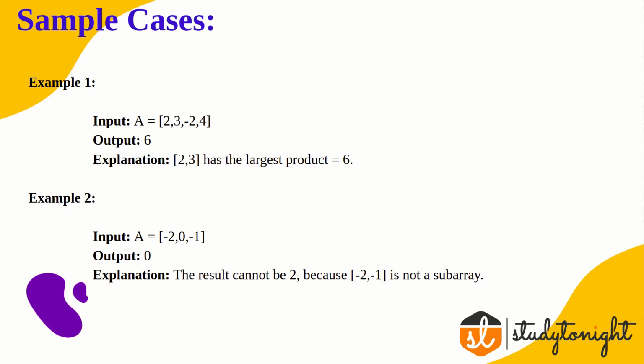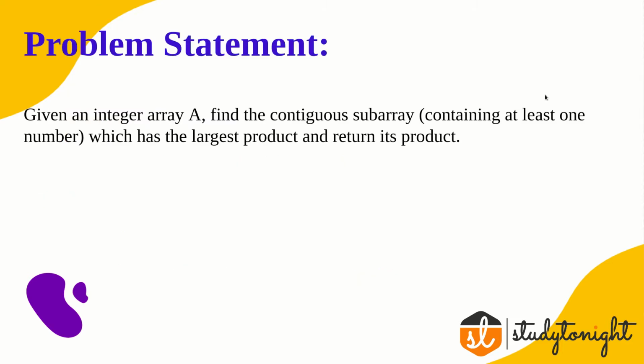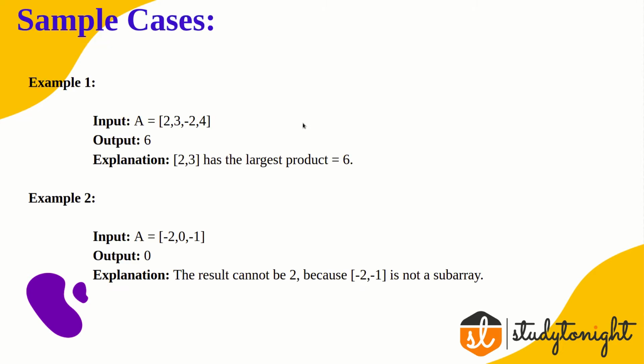Now let's check the subarrays with length 2. As it has been mentioned, we need to find the contiguous subarray. The word contiguous is very important here, so we cannot skip any element in between. We need to take the entire contiguous set of elements without missing any element in between. If we take the subarrays with length 2, 2, 3 would be the first subarray, 3, minus 2 gives the product minus 6, and minus 2, 4 gives the product minus 8.